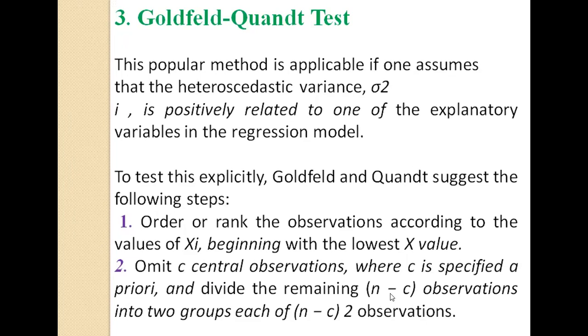How do we divide? n minus c, sorry, n minus c observations into two groups, that is (n minus c) divided by 2. When there are certain observations, we simply divide them into two equal parts. So that is (n minus c) by 2, (n minus c) by 2.